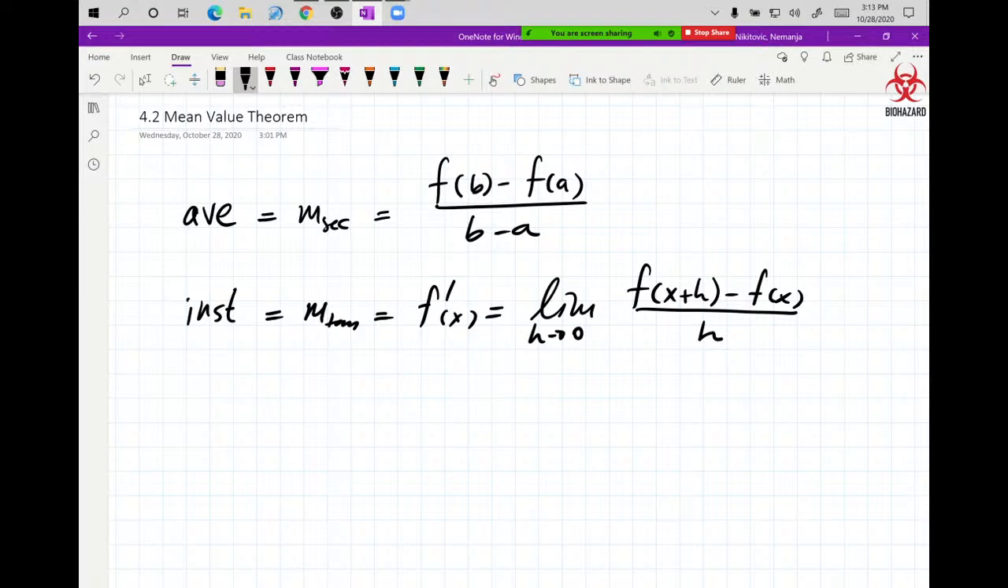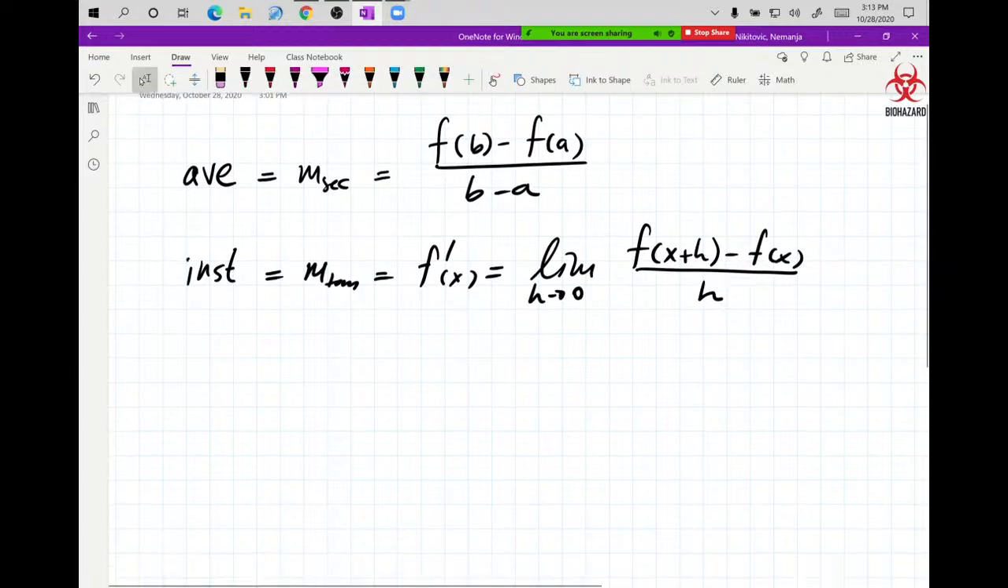So today's section on 4.2 is going to connect these two concepts and allow us to understand the world in some sense. Now let's take a look at the situation here.